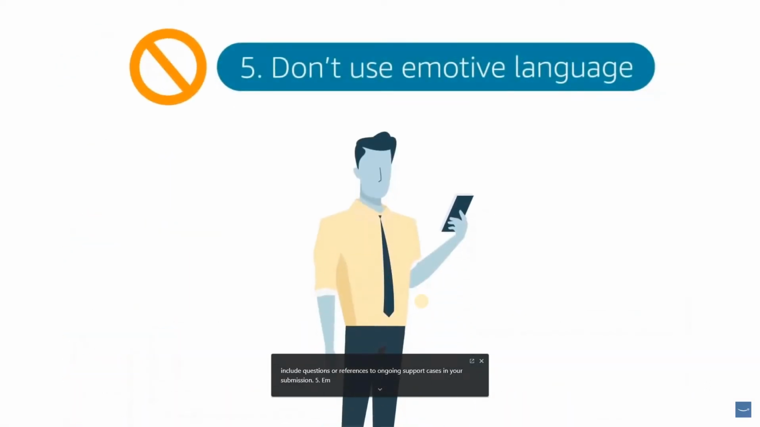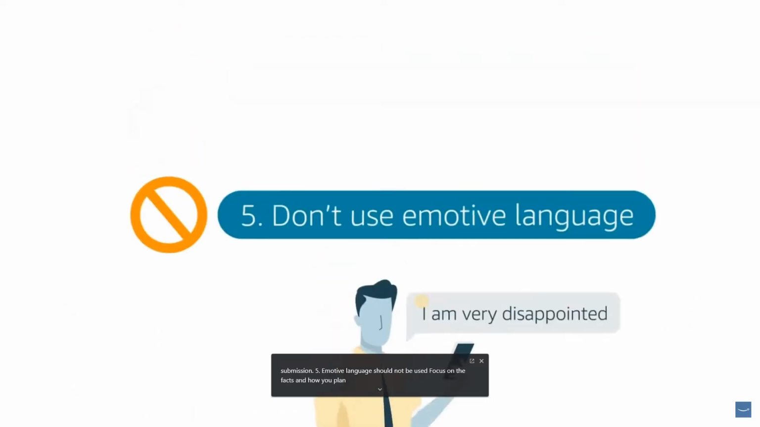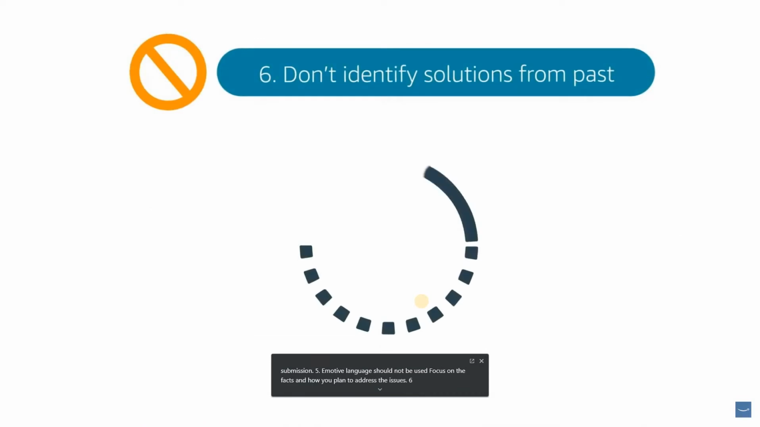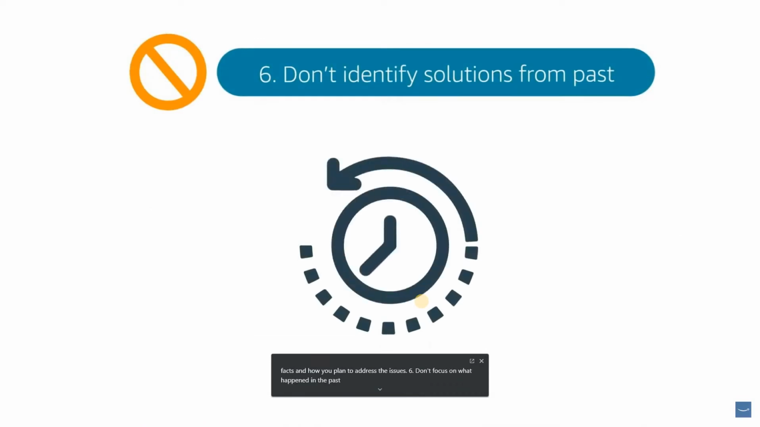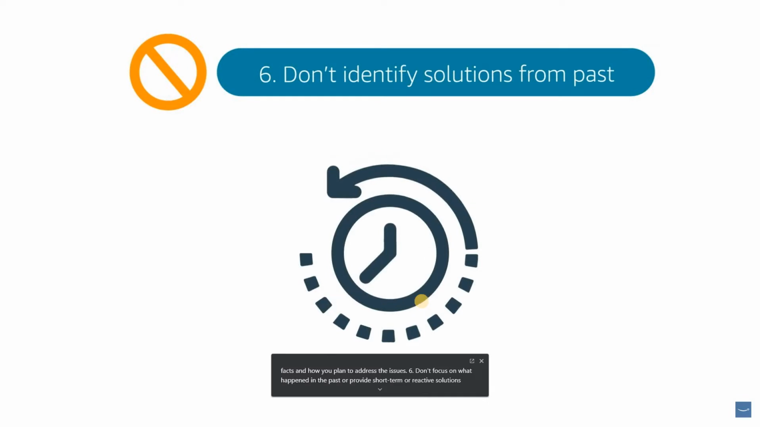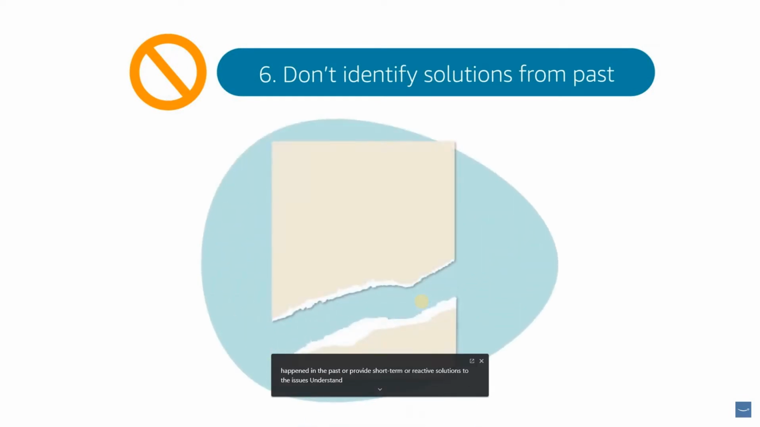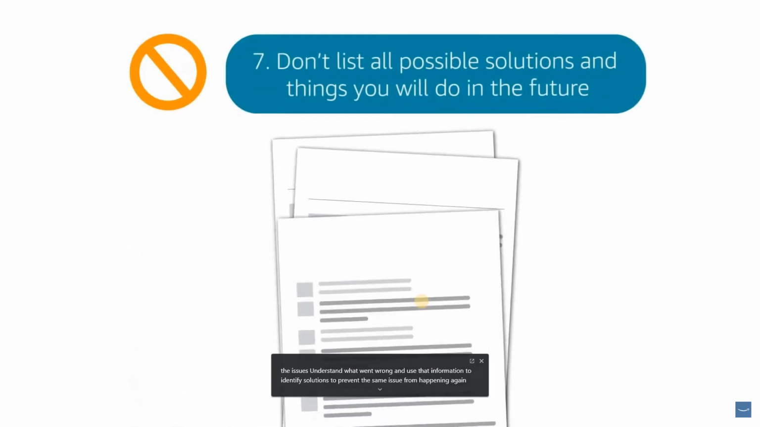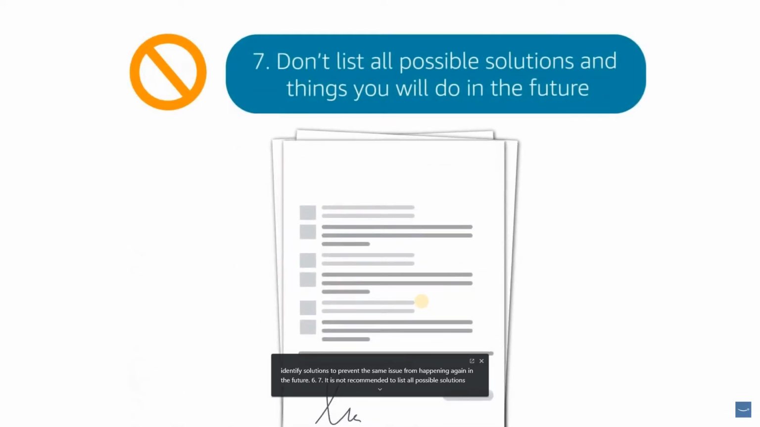5. Emotive language should not be used. Focus on the facts and how you plan to address the issues. 6. Don't focus on what happened in the past or provide short-term or reactive solutions to the issues. Understand what went wrong and use that information to identify solutions to prevent the same issue from happening again in the future. 7. It is not recommended to list all possible solutions and things you will do in the future. A POA should be specific and highlight steps you have already taken to address the issue.